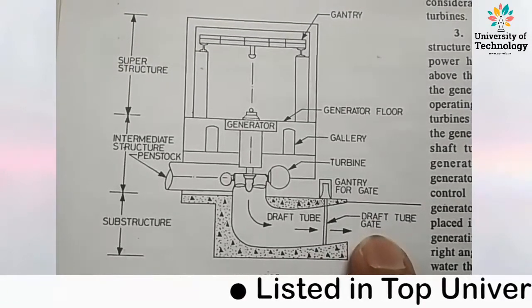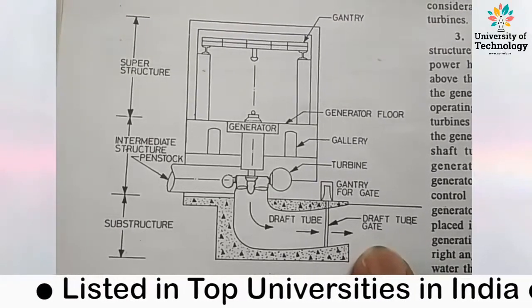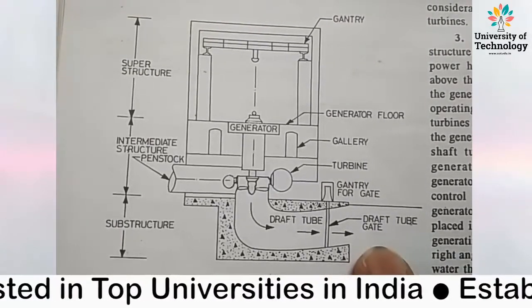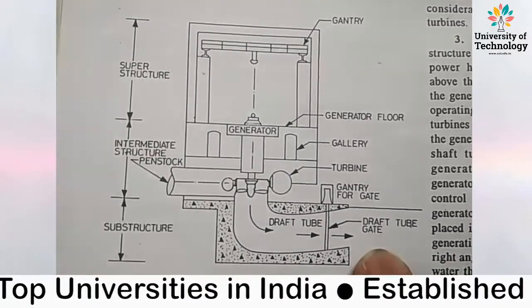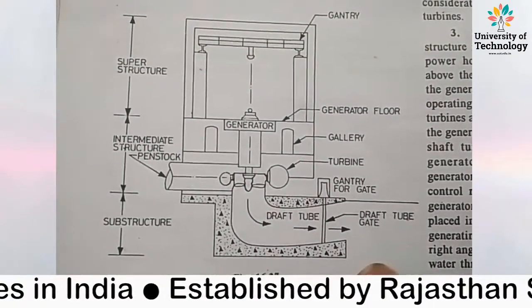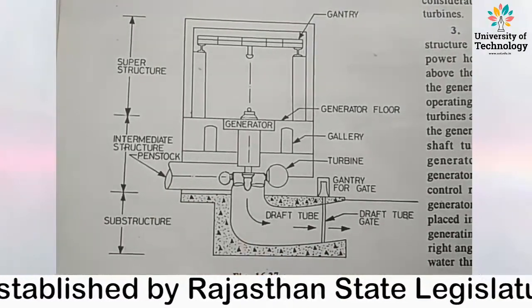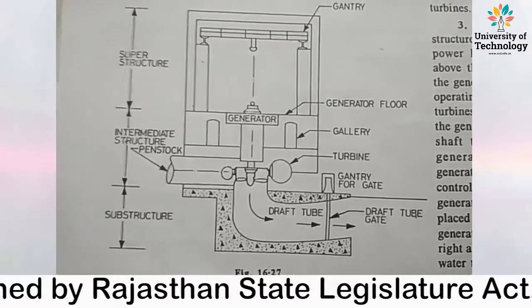The switchyard and the transformers are usually located outside the powerhouse at ground level. A penstock is here.